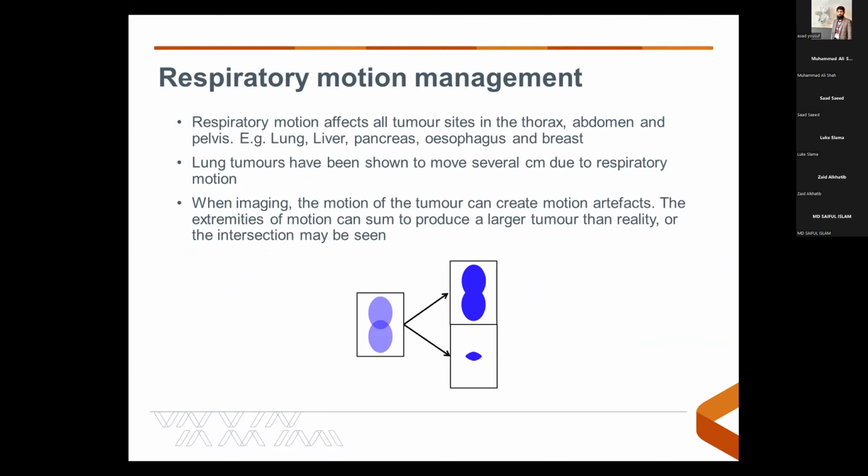So if you don't account for that motion, you can miss the tumor for part of the patient treatment, or if you do account for that motion, you can actually irradiate a lot more of the patient, which is one method you can treat that tumor.